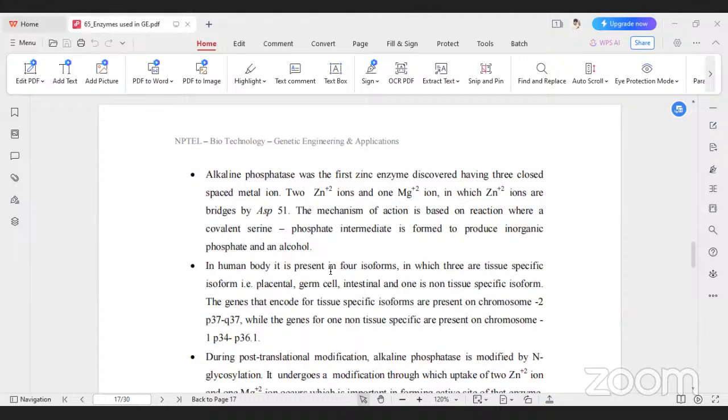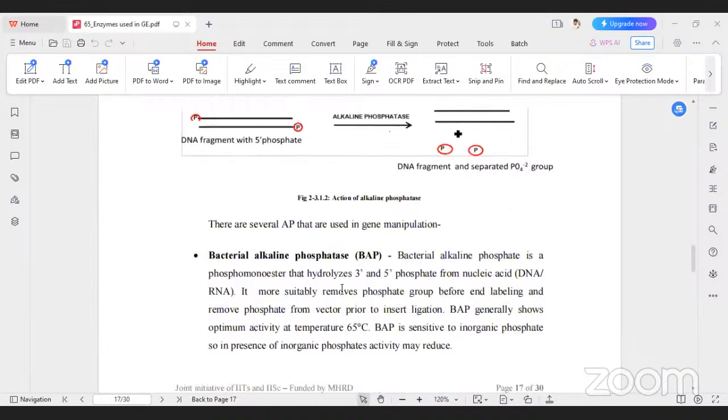Next one. So given here the bacterial alkaline phosphatase, a phosphomonoesterase that hydrolyzes the 3' and 5' phosphate from nucleotides, DNA and RNA. It is more suitable to remove the phosphate group before labeling and to remove phosphate from the vector where the insert goes before the insertion for separation of desired genes. These are the mostly used.